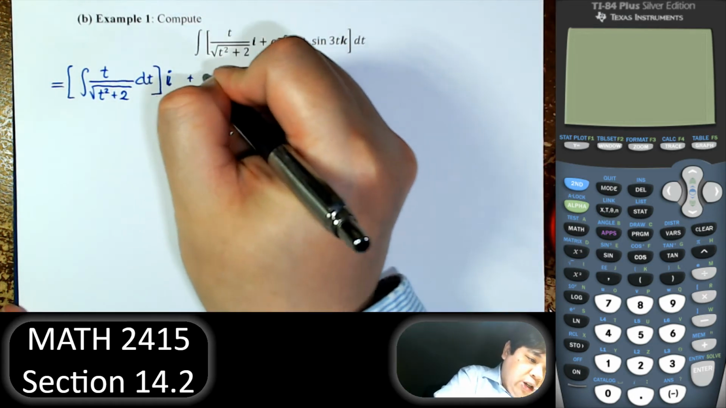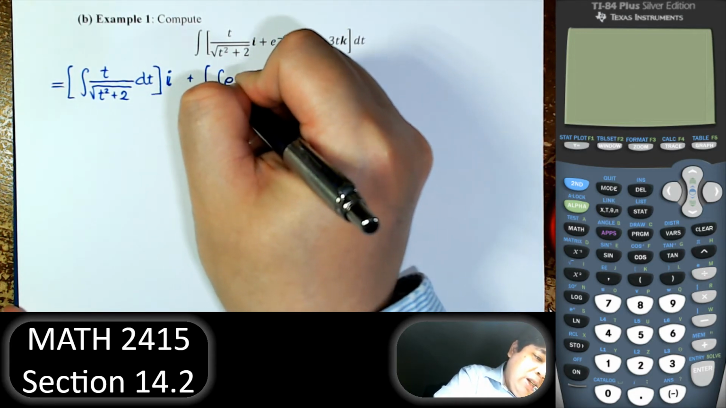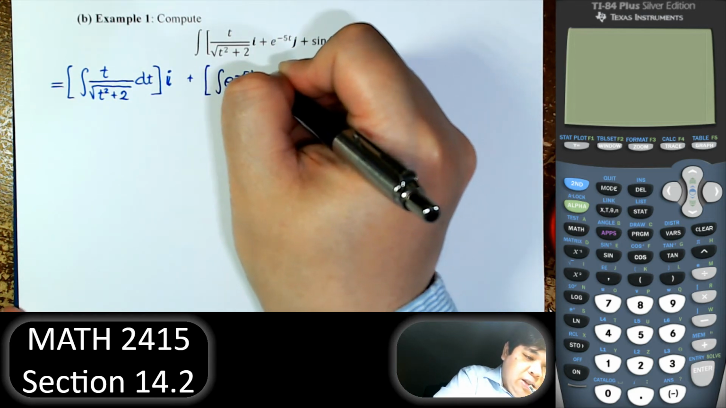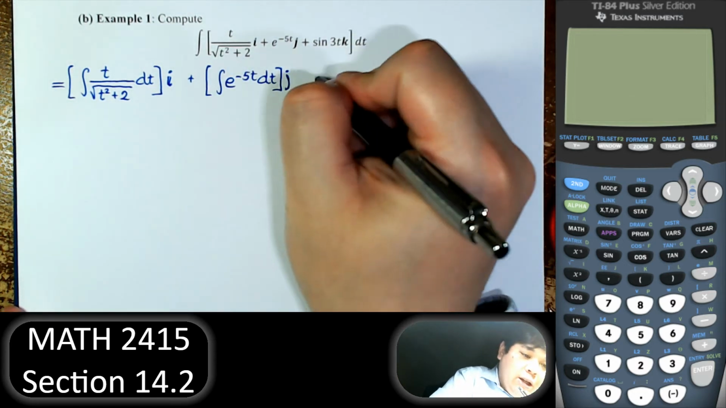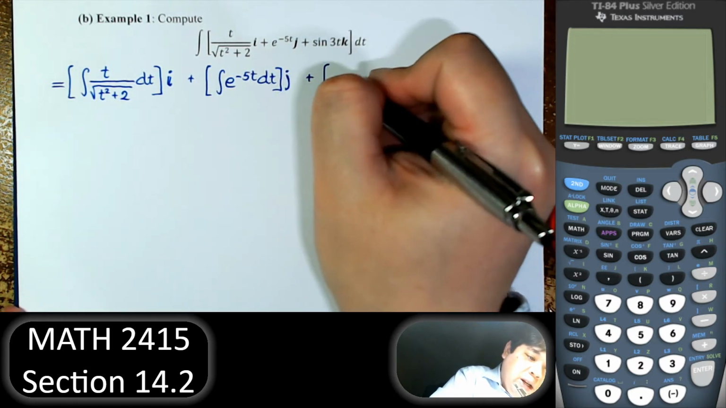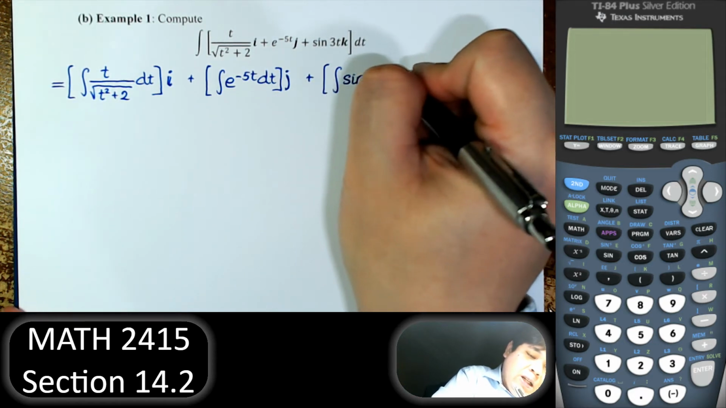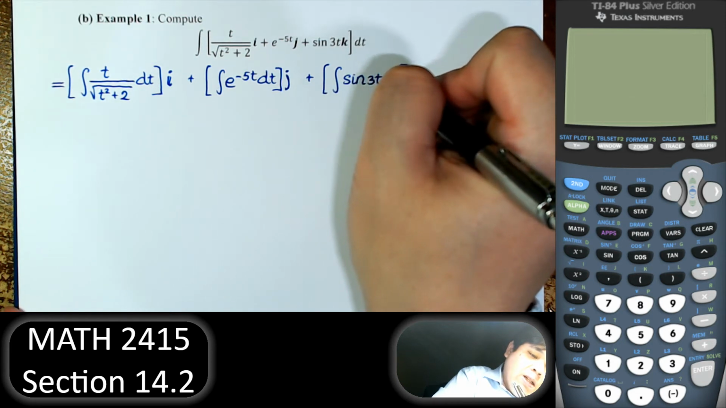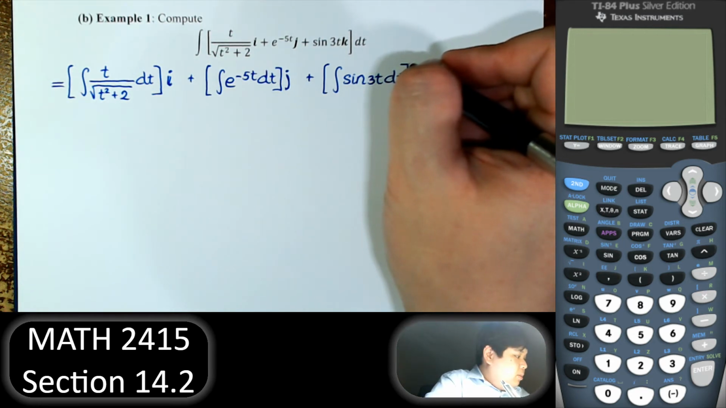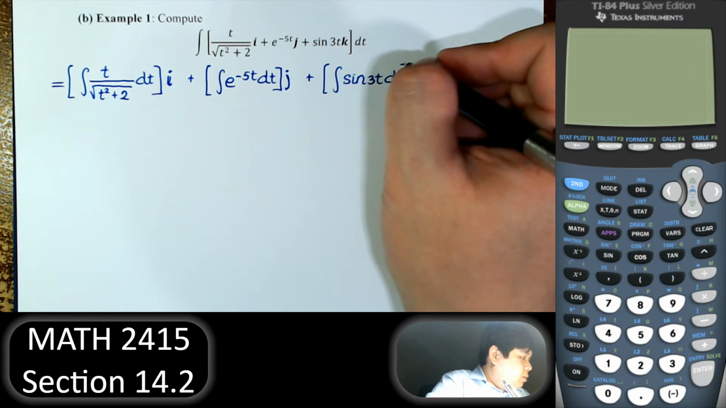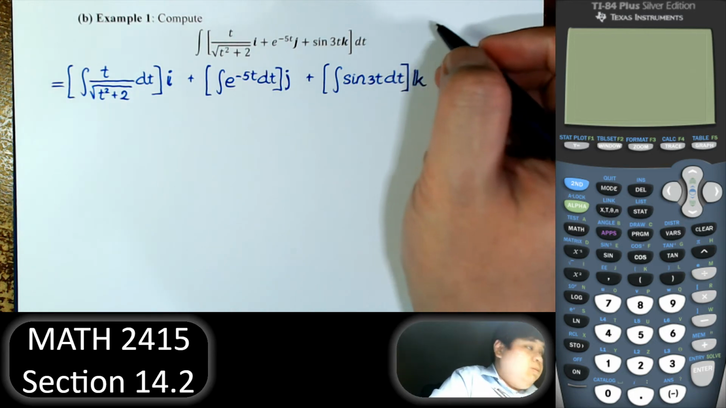And now for the j, still integral. So we integrate each one of them. J. And then integrate sine of 3t dt. Okay. Alright. Now we integrate each one of them.